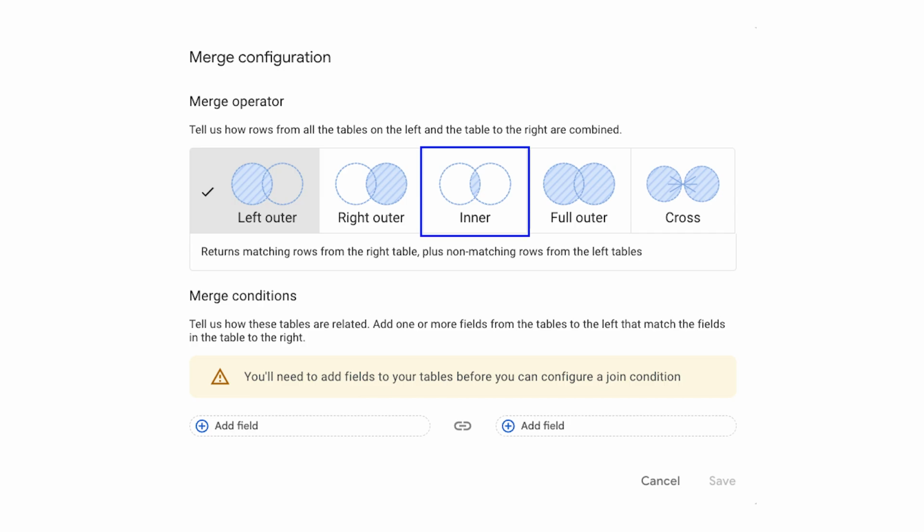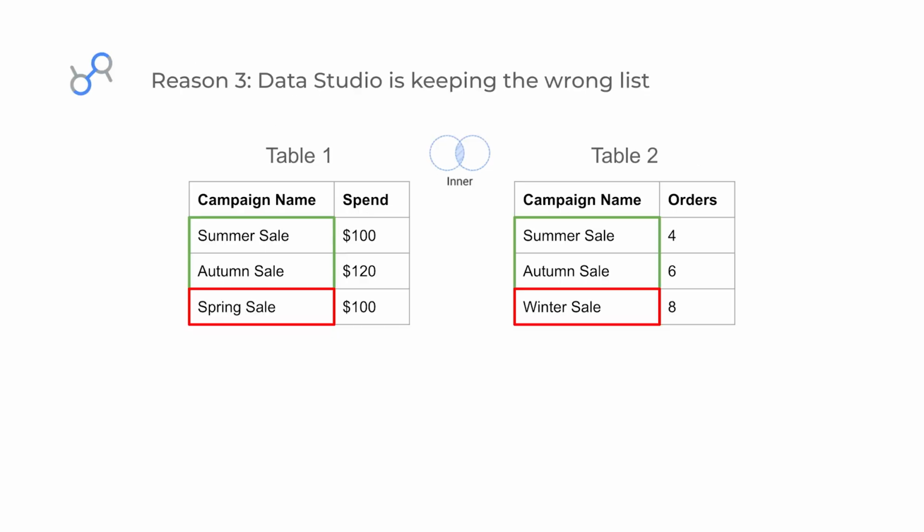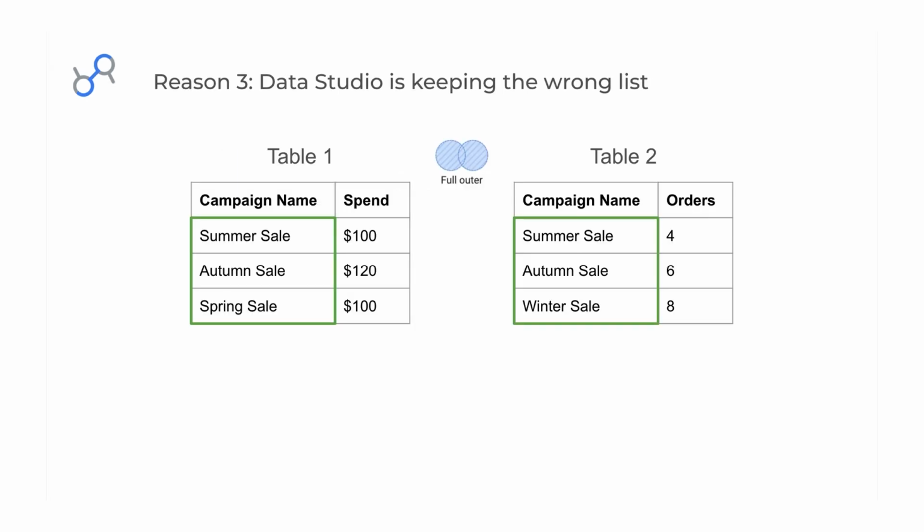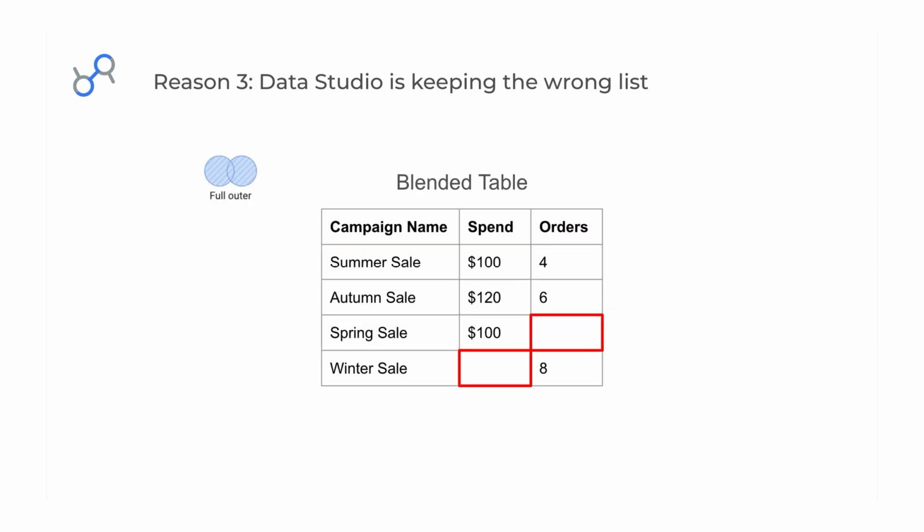You can also choose a different join type. An inner join keeps only records that appear in both tables. In our example, it would keep summer and autumn, but remove spring and winter. A full outer join keeps records from both tables. It would retain spring, summer, autumn, and winter. For records that exist only on one side, the other version will be empty.